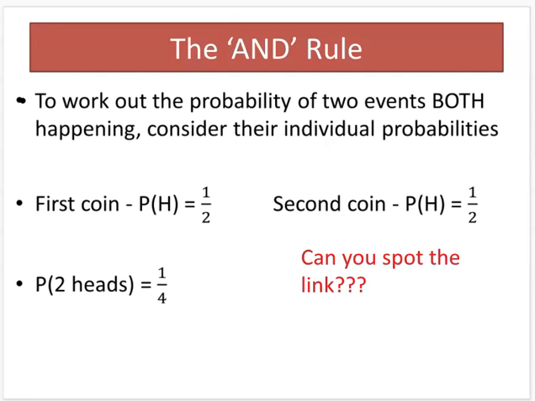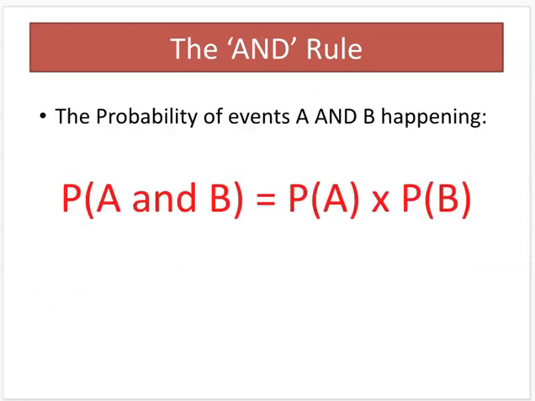So the AND rule for probability. To work out the probability of two events both happening, consider their individual probabilities. The first coin's probability of heads is 1/2. The second coin probability of heads is also 1/2. The probability of two heads is 1/4. Can you figure out how to get 1/4 from those 1/2 and 1/2? If you guessed multiplication, you are correct.